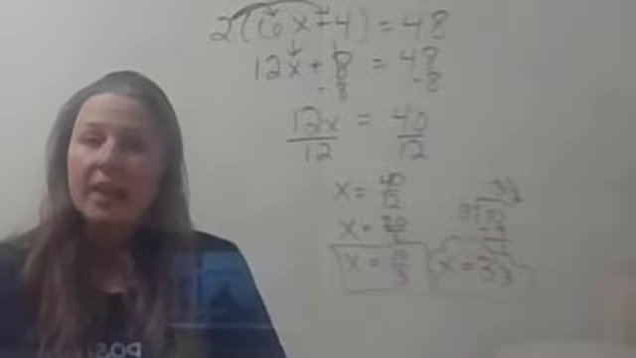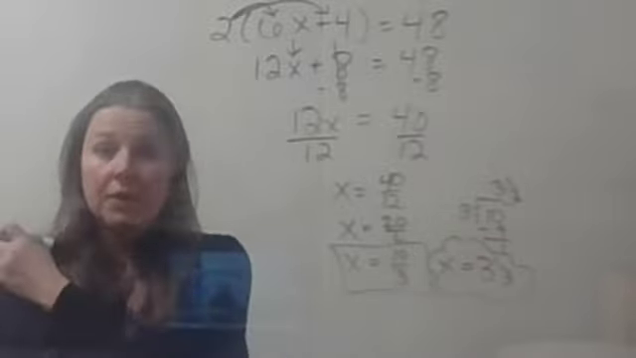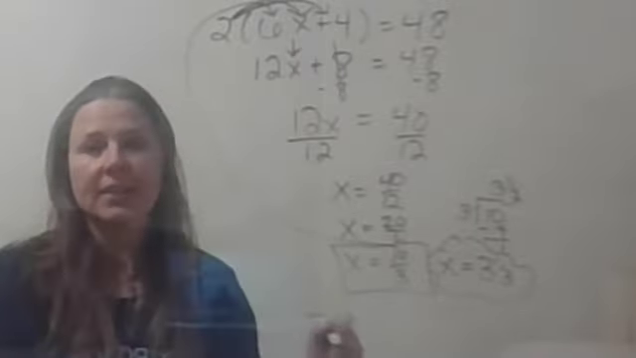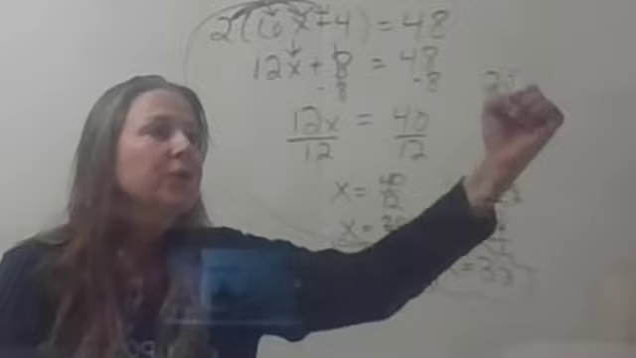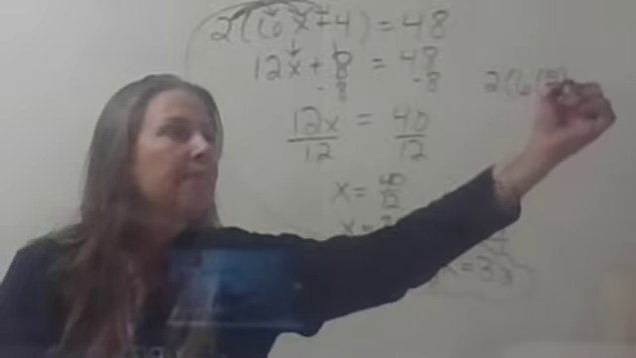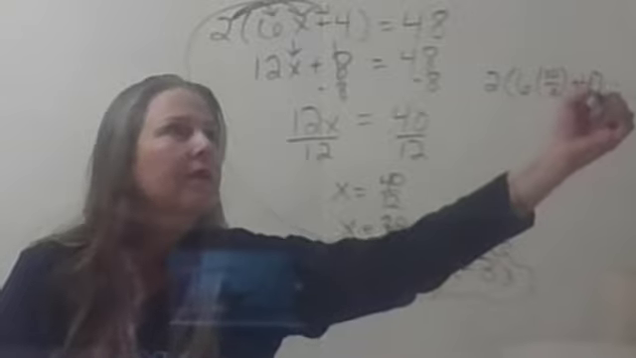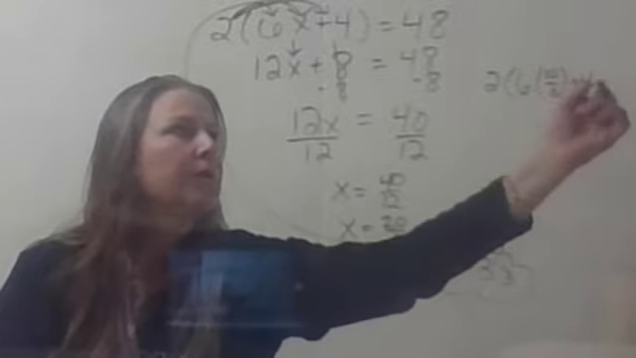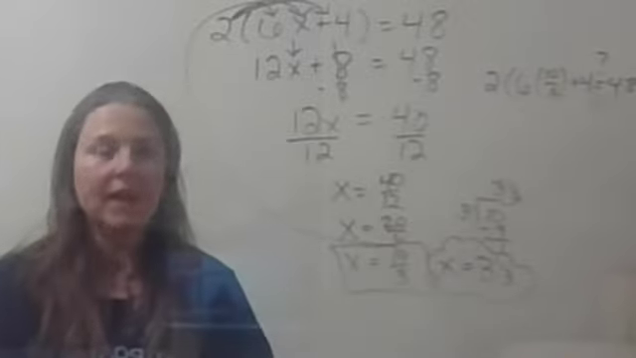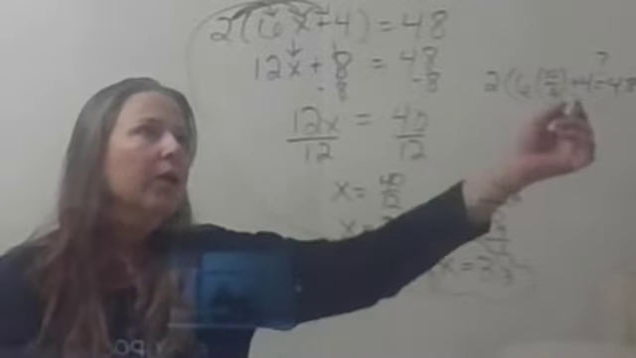And this fraction is actually pretty easy to plug in. So let's plug it in and check. We're going to plug 10 thirds into that x to check. So 2 times 6 times 10 thirds plus 4 is equal to 48. That's the question. We're trying to see if it's right. And if it is right, then we know we're correct.